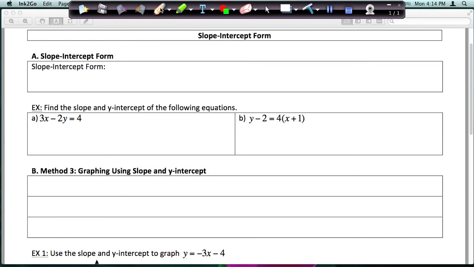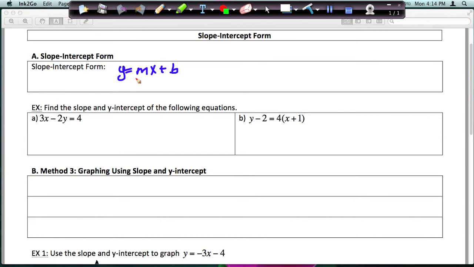Okay, we talked about graphing an equation of a line using points, and now we're going to look at using the slope-intercept form to graph the equation of a line. So slope-intercept form is of the form y equals mx plus b. And when you have an equation written in this form, so basically when you've solved for y, this equation tells you two very important things.